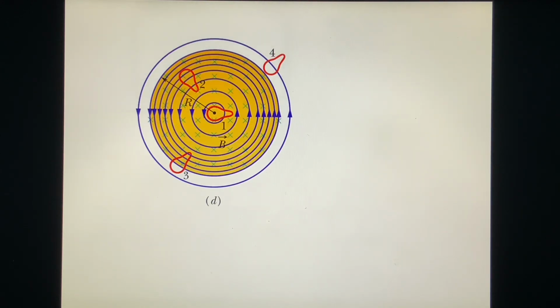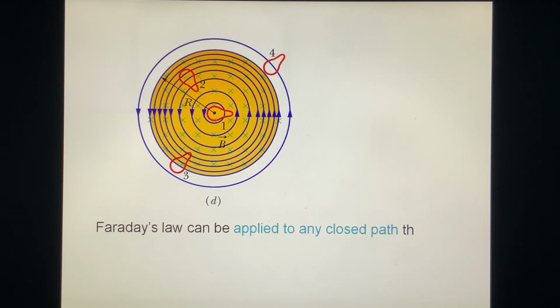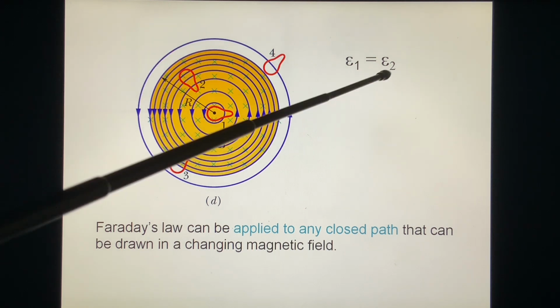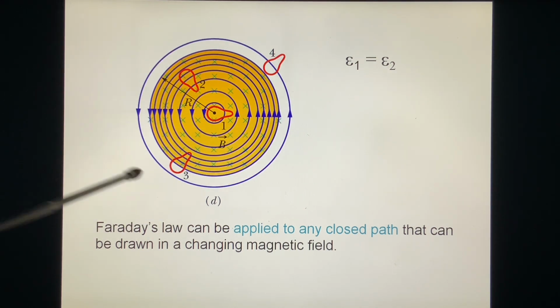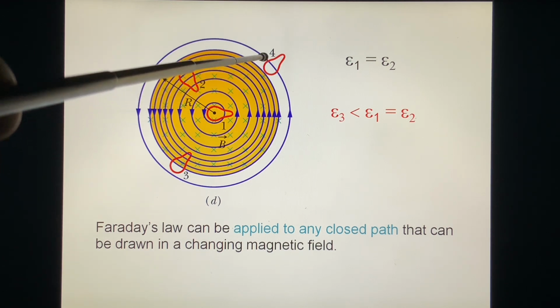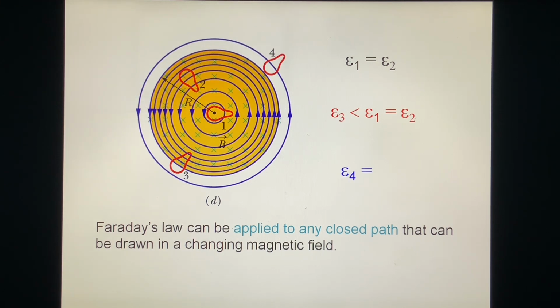Now we look at four areas: 1, 2, 3, 4. When B changes, Faraday's law can be applied to any closed path that can be drawn in a changing magnetic field. We have four loops, 1, 2, 3, 4. They're exactly the same area, same shape. We can find that when B changes, the electromotive force in 1 and 2 are the same because the areas are the same. And the electromotive force induced in 3 is smaller because the flux is smaller. Okay? And the electromotive force in loop 4 is 0 because no magnetic flux changes.